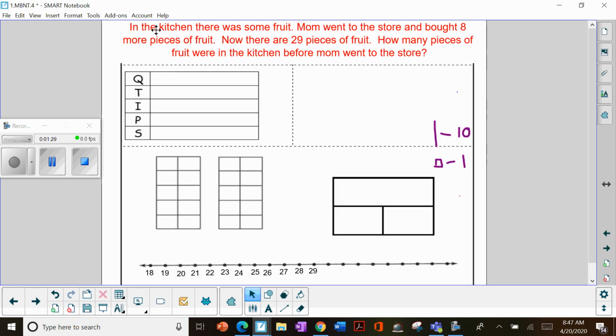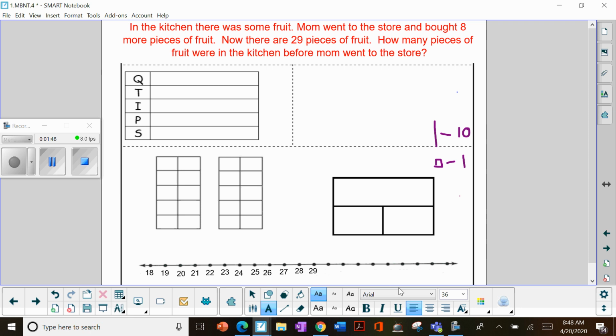All right, so in this problem it says in the kitchen there was some fruit. Mom went to the store and bought 8 more pieces of fruit. Now there are 29 pieces of fruit. How many pieces of fruit were in the kitchen before Mom went to the store?